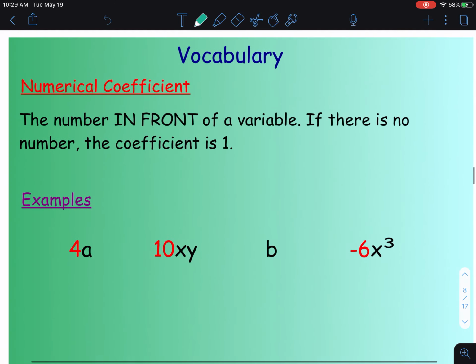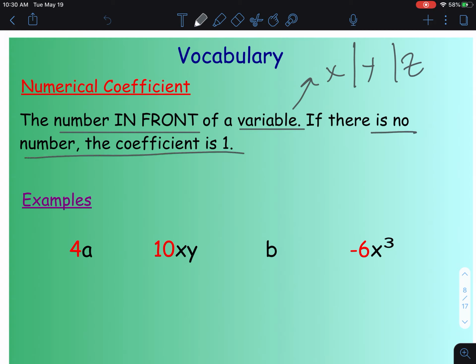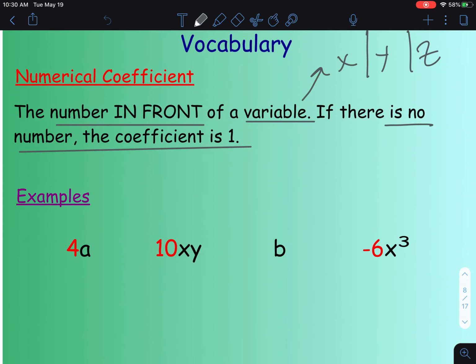The vocabulary. I want you to remember this. Numerical coefficient. So the coefficient, okay, remember that, is the number in front of the variable. And the variable can be x, it can be y, it can be z. And if there is no number, the coefficient is 1. It's that invisible 1. So the first example, we have 4a, and the coefficient is 4. It's the number that's in front of that letter.